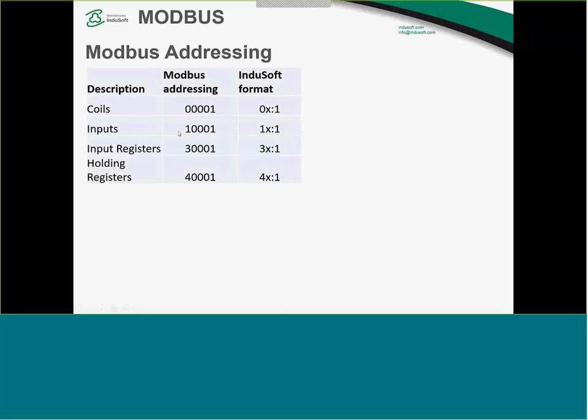If it starts with 1, it's going to be input, basically a read-only binary. If it starts with 3, then it's going to be a word. If it starts with 4, there's going to be a word that you can read and write to. And then you can get those addresses and format them in different ways.